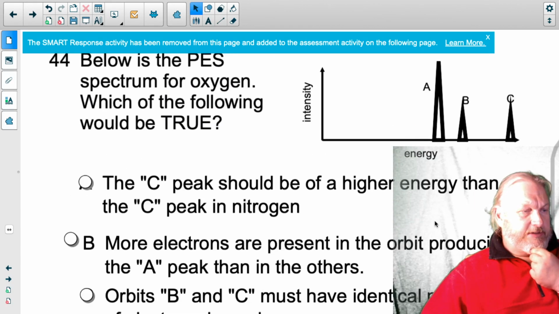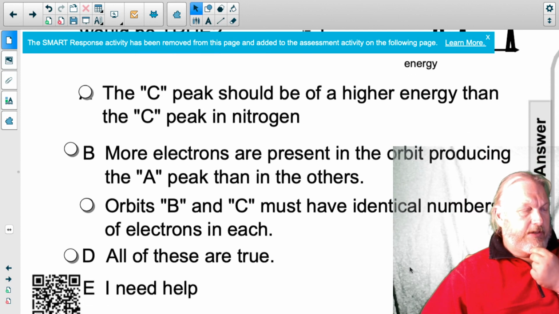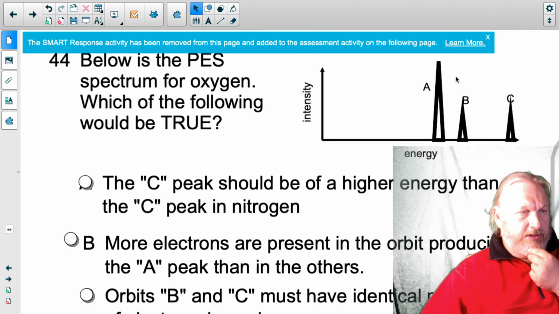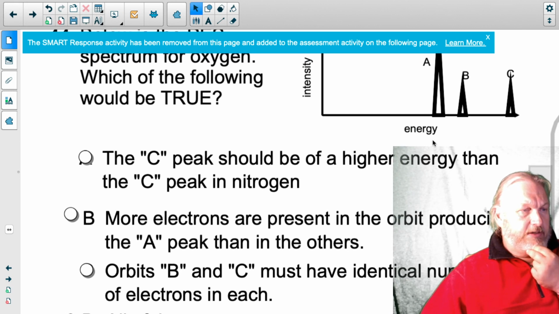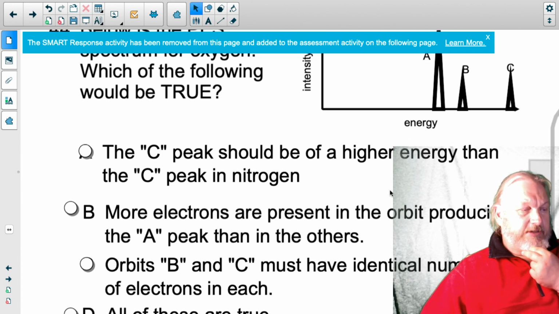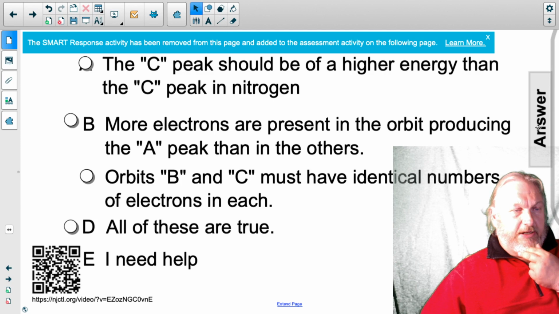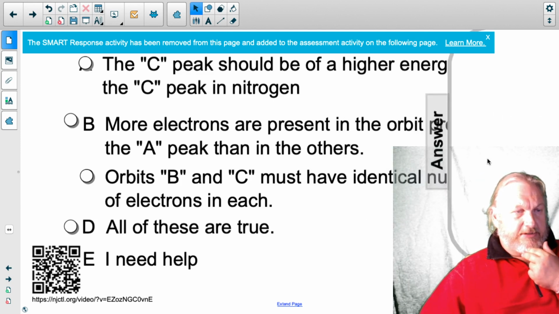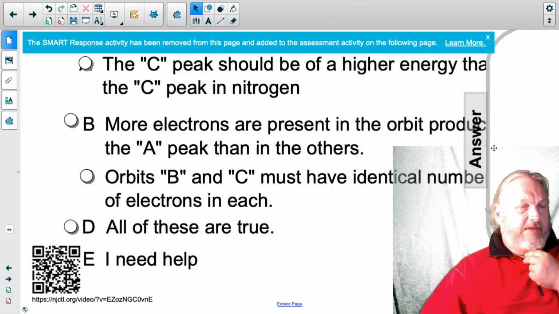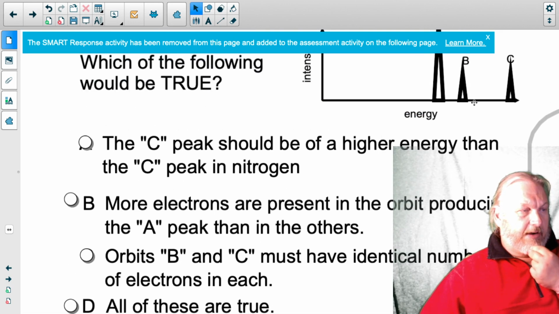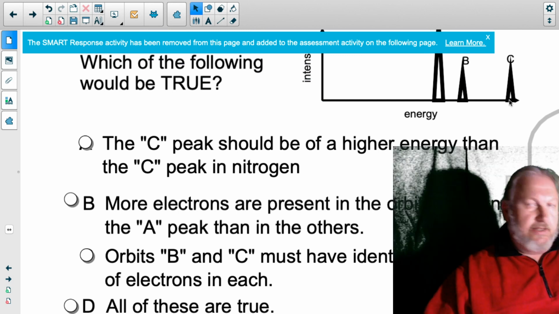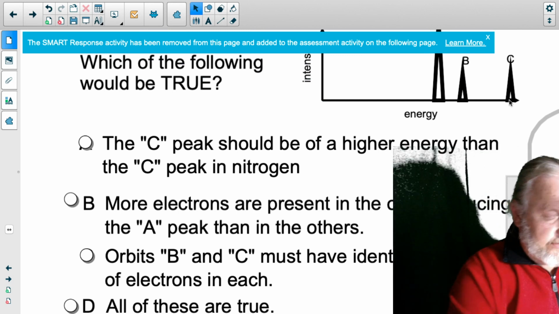A, B, and C must have identical numbers in each. So they're the same intensity, so that's true. So the C peak should be of a higher energy than the C peak in nitrogen. Nitrogen is 7, it's got 7 electrons. So yeah, that's probably true too. So I'm going to say D on this. And D it is. And the reason that it should be of higher energy than the C peak in nitrogen is because it would take more energy.